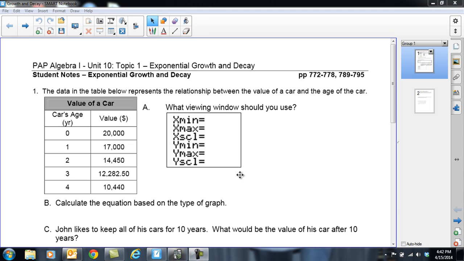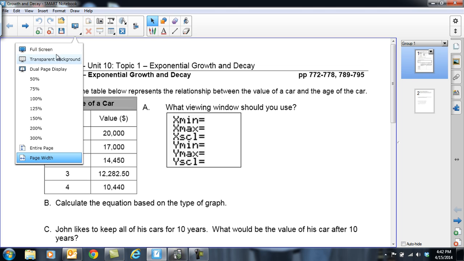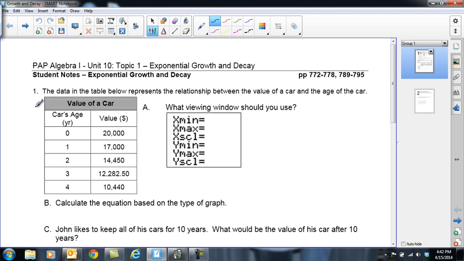The first thing we're going to do is something that's going to help you with the second half of your M&M activity tomorrow. We have data in a table that shows the relationship between the value of a car and how old the car is. We are going to use this table. We're going to plot the points, make a scatter plot in our calculator so we can look at it, and then we're going to calculate the equation based on the type of graph. That's why this window thing is here. So we're going to have to type these numbers into our calculator.